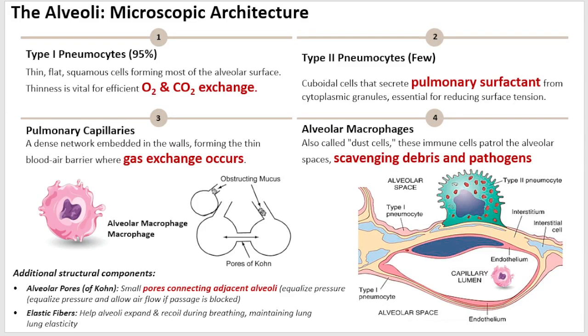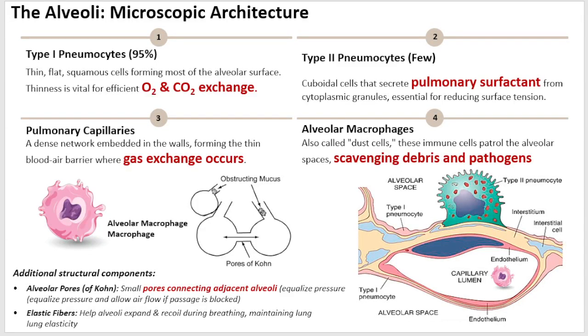Then come the alveolar macrophages, which are also called the dust cells, patrol the alveolar space, clearing debris and pathogens. Alveoli are interconnected by pores of Kohn, as I explained earlier, which equalize pressure and provide collateral ventilation if an airway is blocked. Elastic fibers in alveolar walls also stretch and recoil, maintaining rhythm and efficiency.